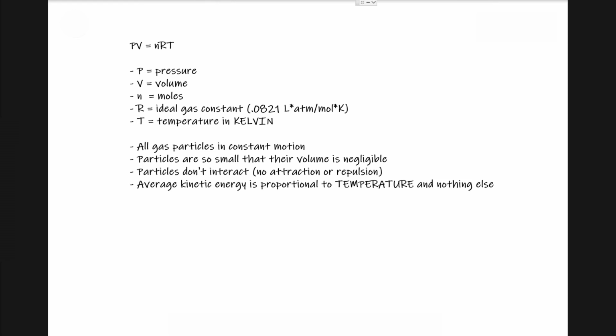Hello everyone, and welcome to the first video in this two-part video series on the ideal gas law. The ideal gas law is something that you can use to find a wide variety of different bits of information about a container of gas that you have.